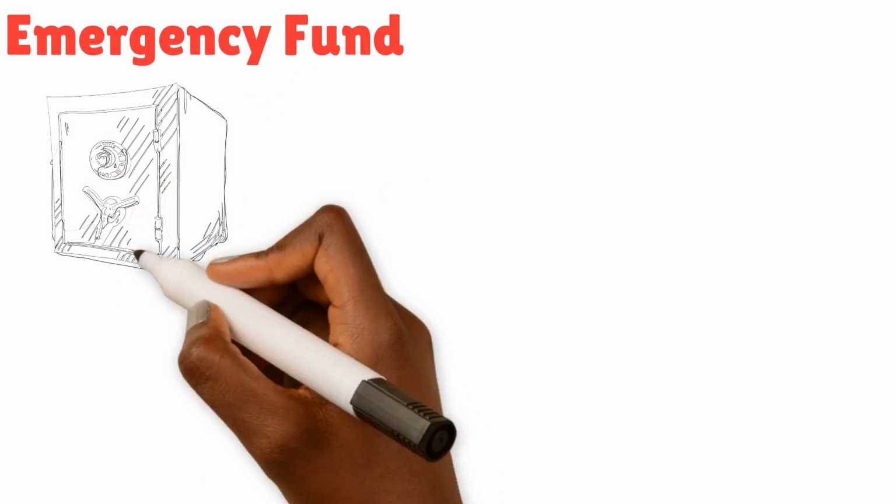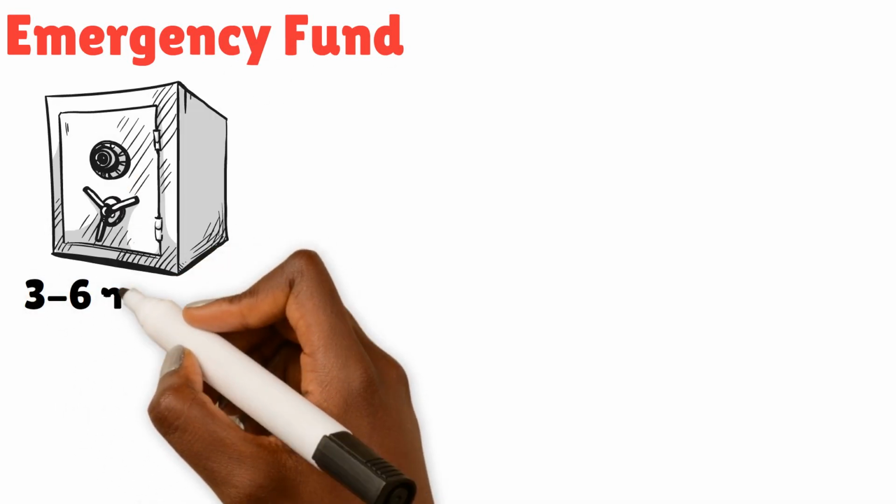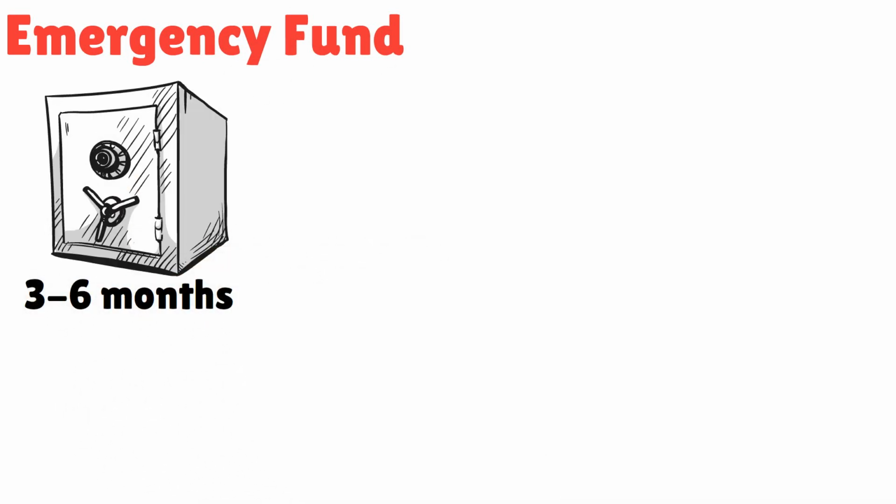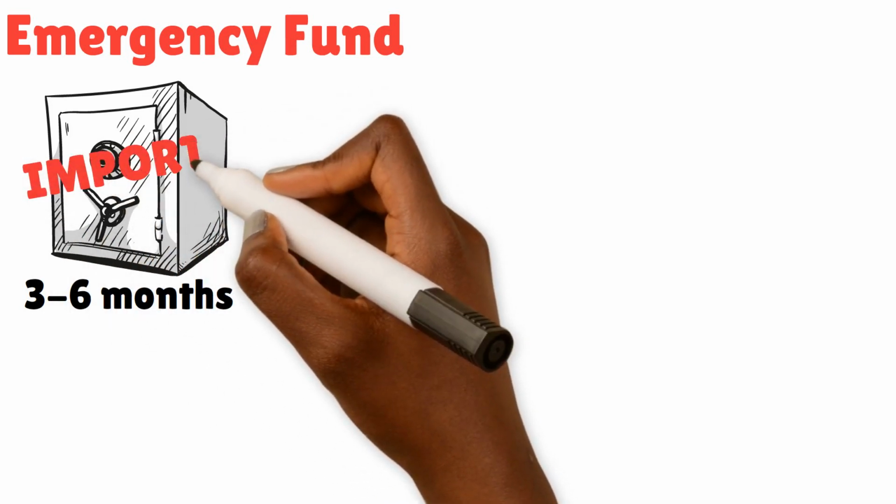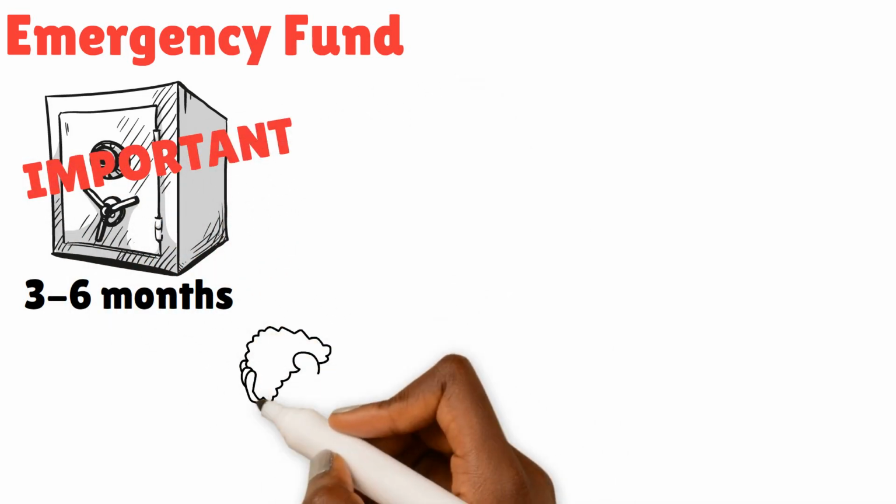Emergency fund. Create an emergency reserve of at least 3 to 6 months of living expenses to cover unforeseen bills without throwing your budget off track. This may not feel directly related to the rule, but it's important for several reasons.